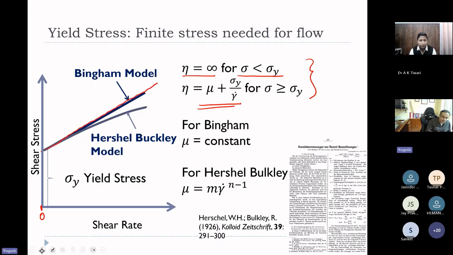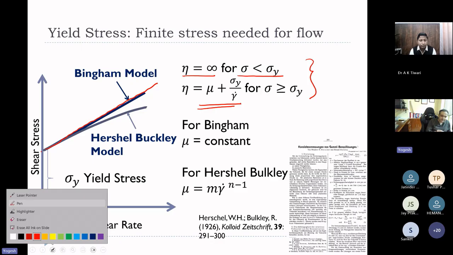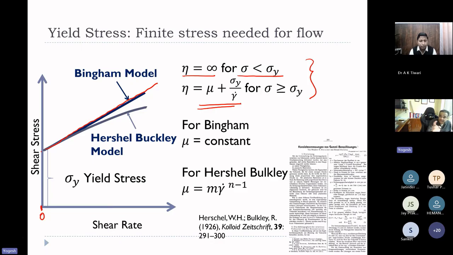Now I want to bring to your attention a very important aspect. You must understand that the definition of viscosity according to fluid mechanics is nothing but stress divided by rate of strain. You must keep in mind that it is not the slope of the stress versus strain rate flow curve, but the ratio. So when this is the definition of viscosity, even though you see here a line with constant slope, you must keep in mind that this viscosity is not constant.